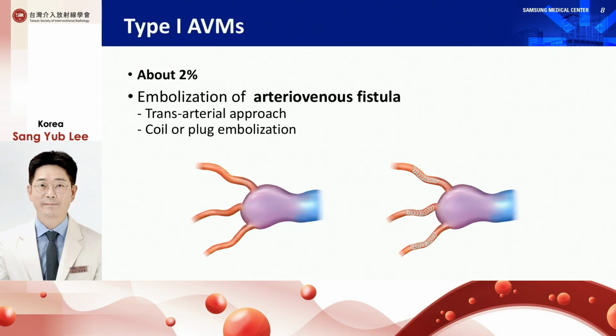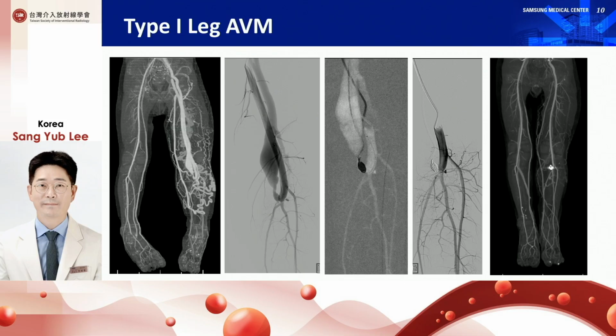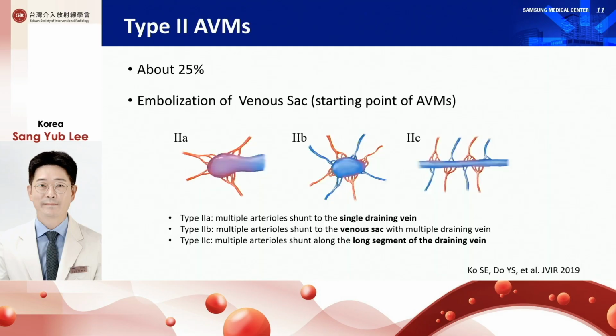And this is the type 1 AVM. This is a simple fistula, and just a coil embolization of the fistula point is enough. In this patient, you can see one single feeding artery and draining vein, and just coil embolization was performed. In this pediatric patient, there is one fistula. So we embolized that point, and follow-up CT shows superficial varicosity resolved spontaneously.